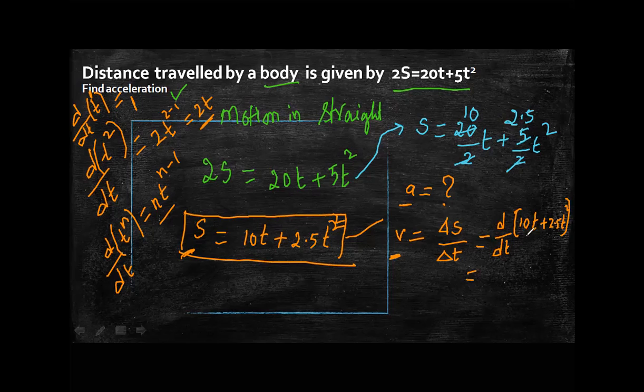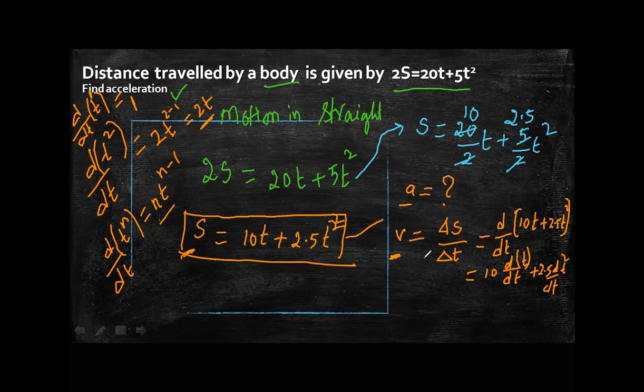First, the term 10 is a constant, so I bring 10 outside because only t depends on t. So it is d by dt of t, plus 2.5, which I also take outside, times d by dt of t square.